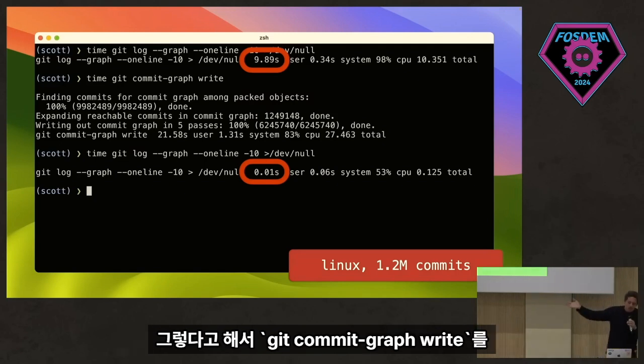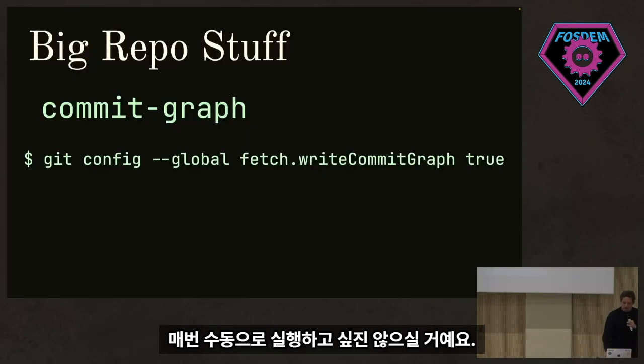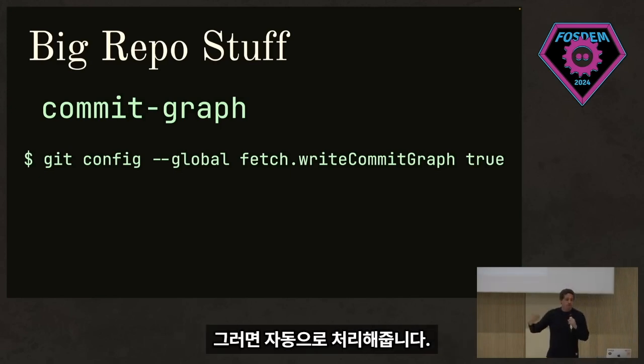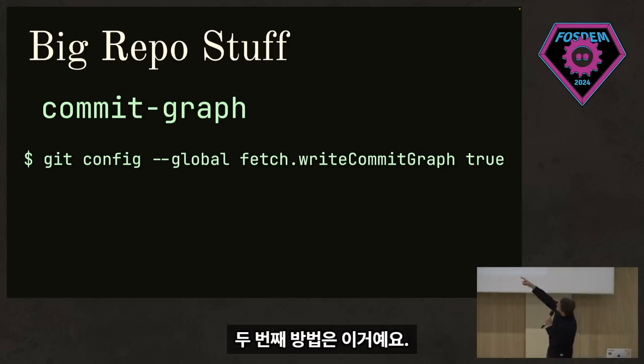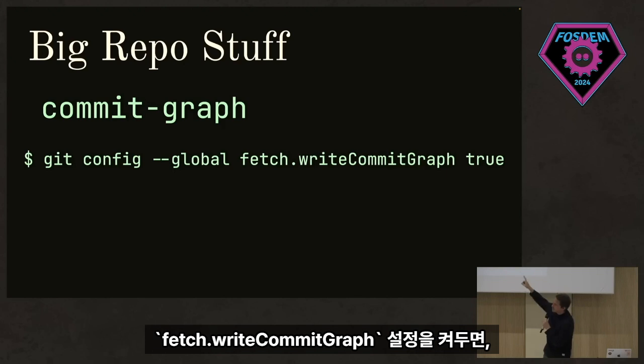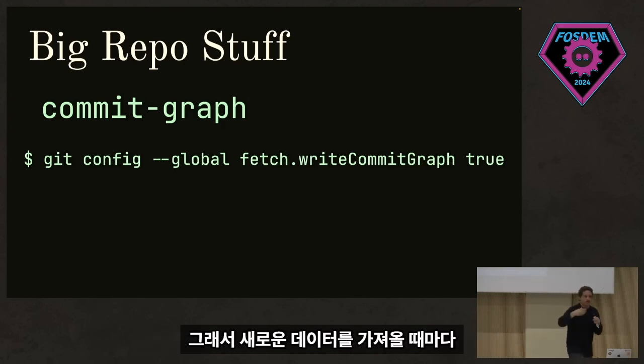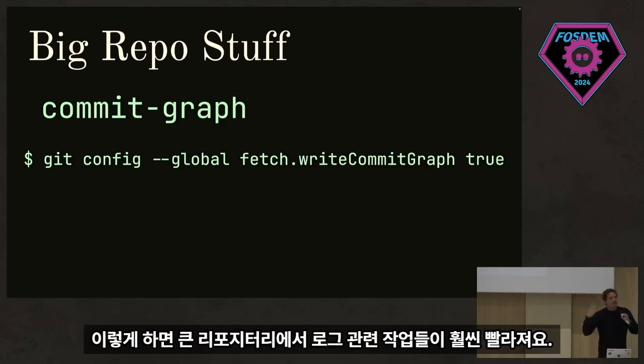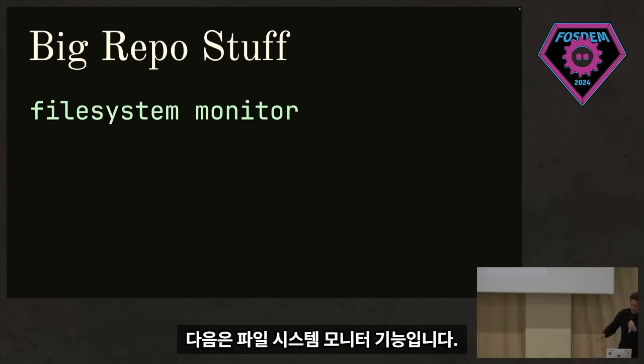Now, you don't really want to go in and run git commit-graph write all the time, but there's two different things you can do. One is run the maintenance thing that I talked about, which will do it automatically. The other is this. You can set fetch.writeCommitGraph, and it will write it on fetch. So every time you get new data, it'll write the difference update. And then all of your log operations are faster if you have a big repository. The next thing is file system monitor.